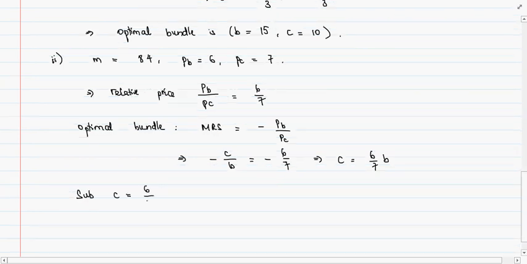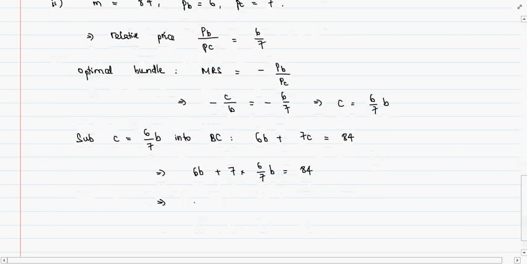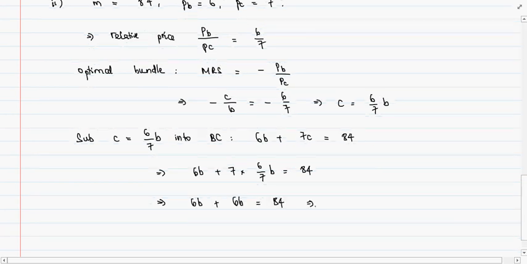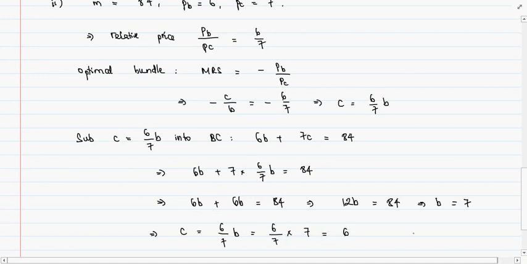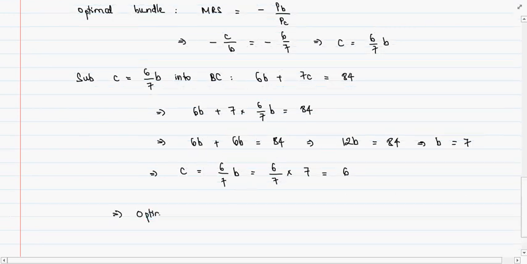Now substitute this condition into our budget constraint. The budget constraint in this case is PB, which is 6, times B, plus PC, which is 7, times C, equal to 84. Then we have 6B plus 7C, and C is 6 on 7B, equal to 84. And therefore I get 6B plus 6B equal to 84. So 12B equal to 84, and therefore B equal to 7. Knowing the value of B, we can find C, which is 6 on 7B, so 6 on 7 times 7, and that gives us 6. Therefore the optimal, or most preferred affordable, bundle in this case is where B equal to 7 and C equal to 6.